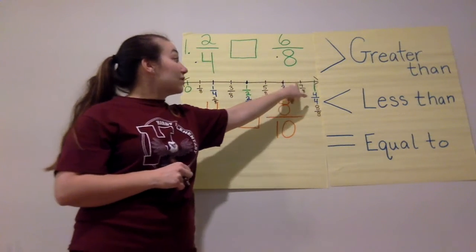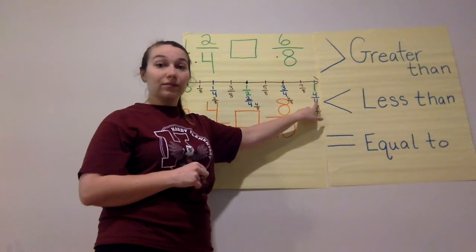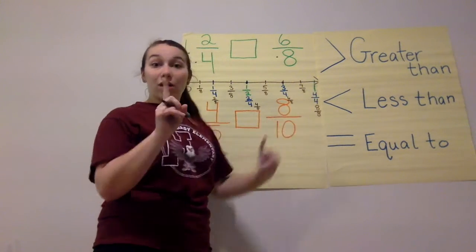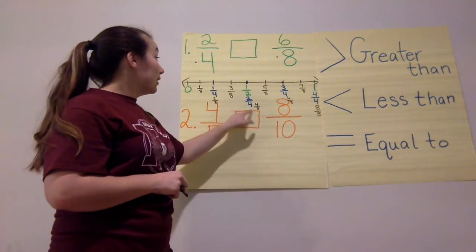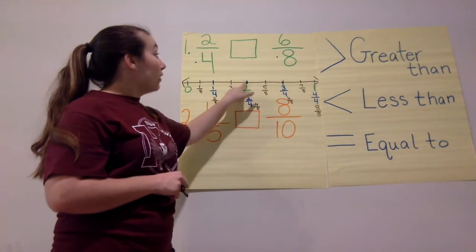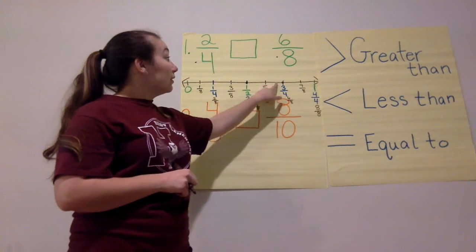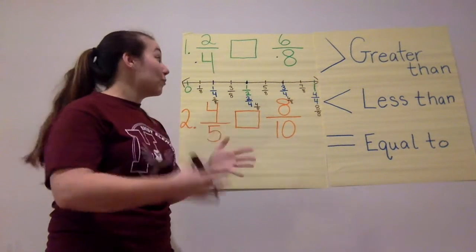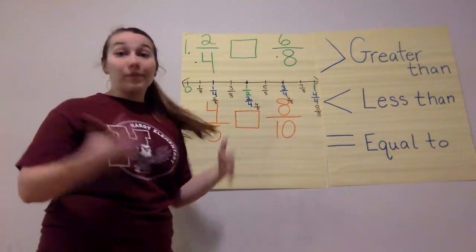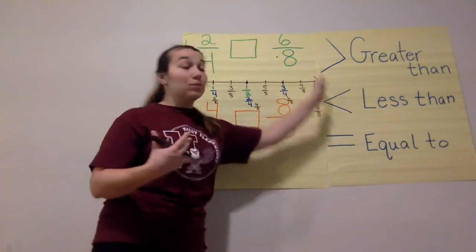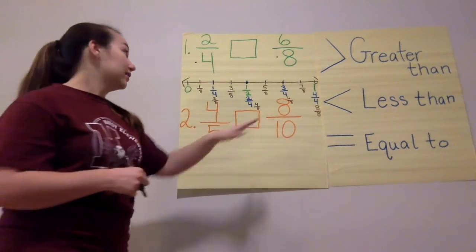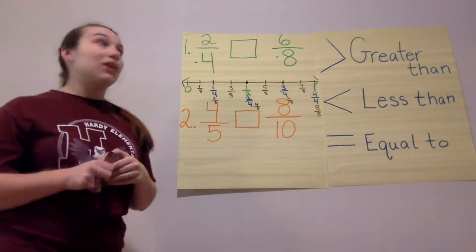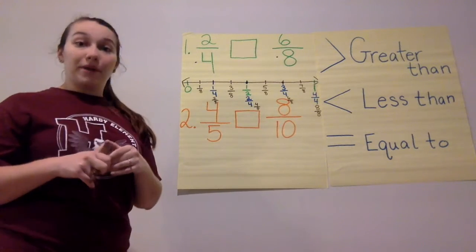And 6/8 is only 2 jumps away from 1 whole, or 8/8. And 2/4 is right at the 1/2. So we're halfway there. So 6/8 is more than halfway to 1. So 6/8 is going to be our bigger number.